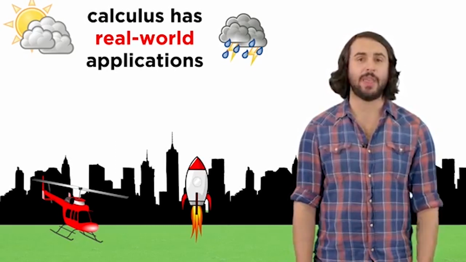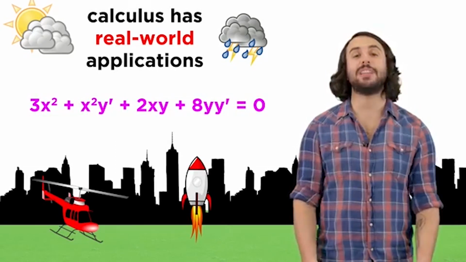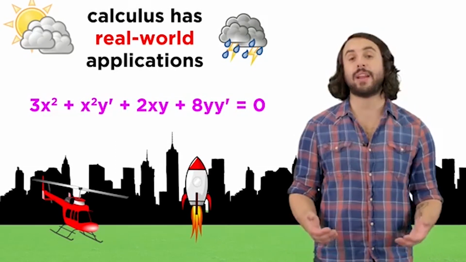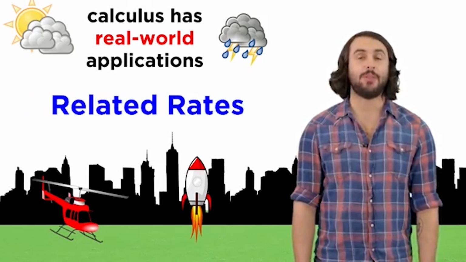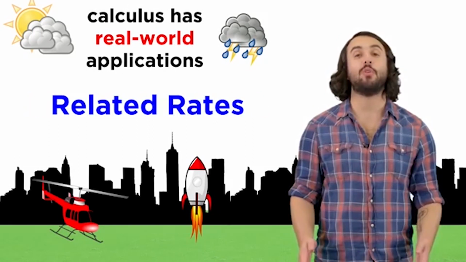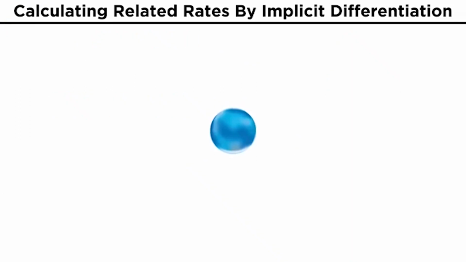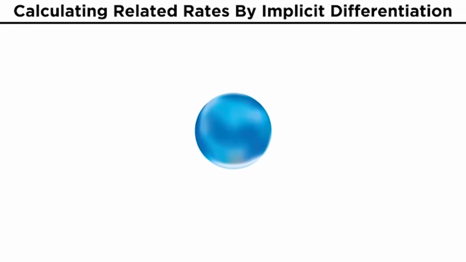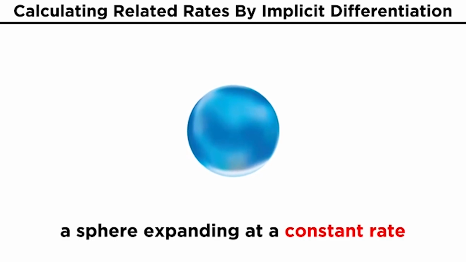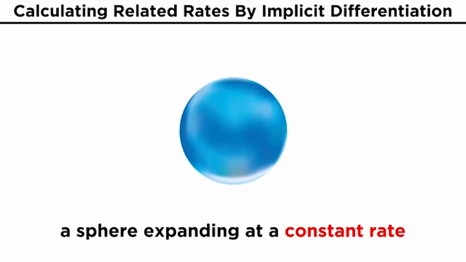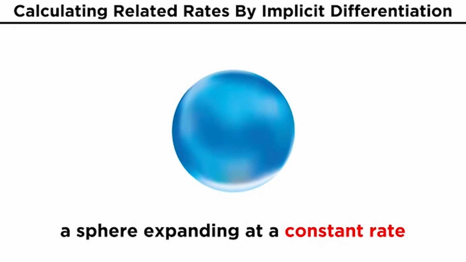Calculus can apply to. And now that we've learned about implicit differentiation, we are ready to look at one such application, the concept of related rates. Let's say we are inflating a balloon, and let's pretend that the balloon is a perfect sphere. So we essentially have a sphere that is expanding at a constant rate.